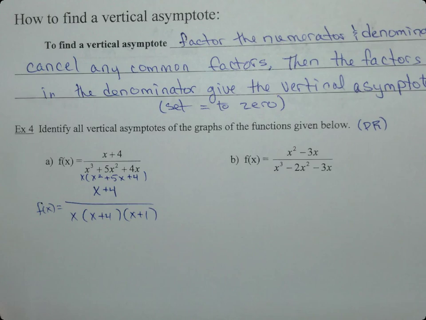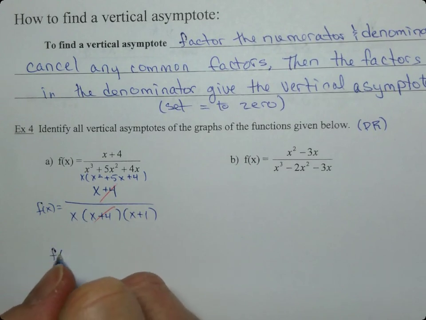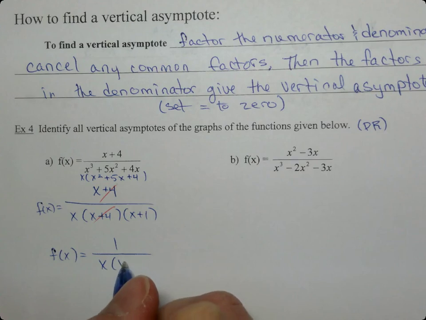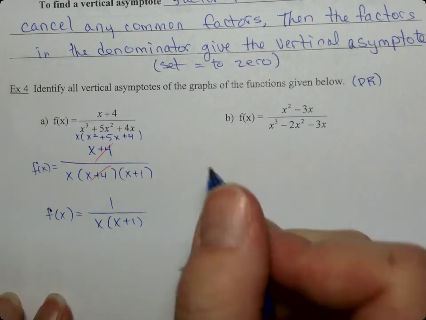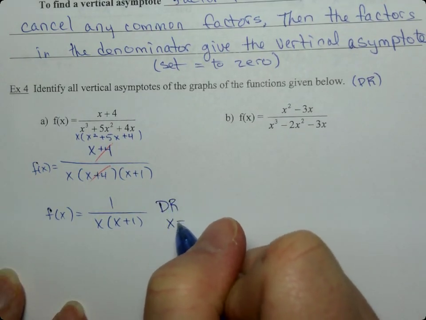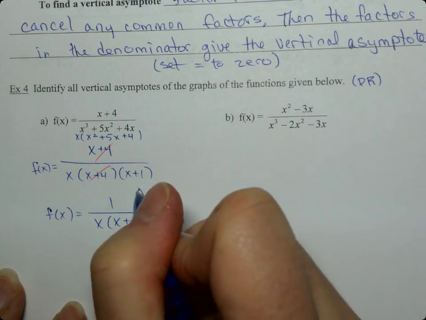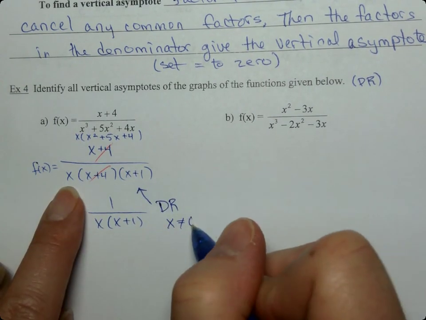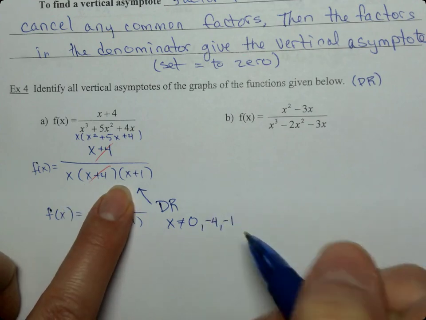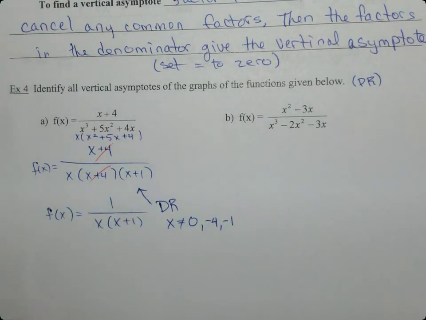Okay, does anything cancel here? Yes. So simplified function, make sure you put that 1 on top. On the bottom is x plus 1. What were my domain restrictions as I would always list them? What can't x be? Well, domain restrictions come from here. X can't be 0, -4, or what? -1. Those are my domain restrictions.